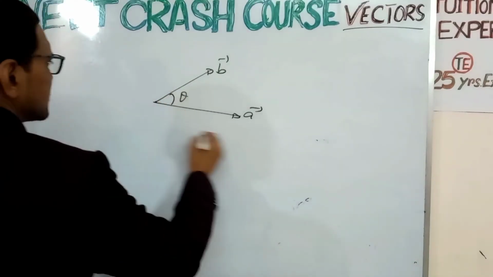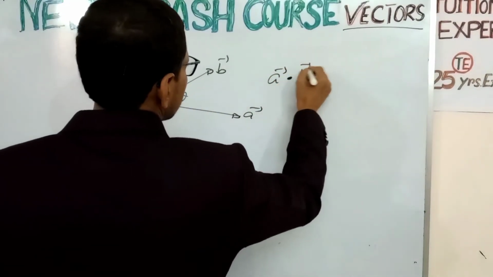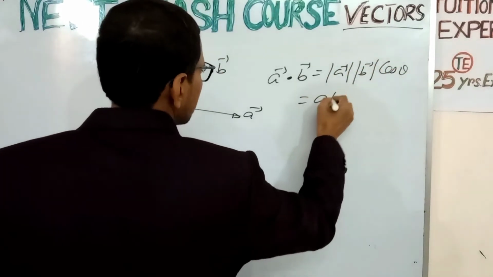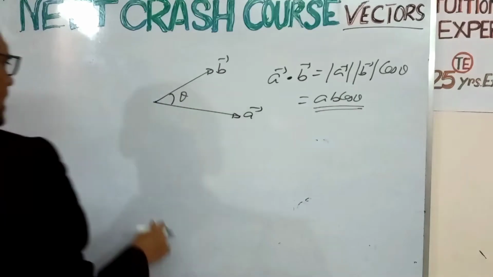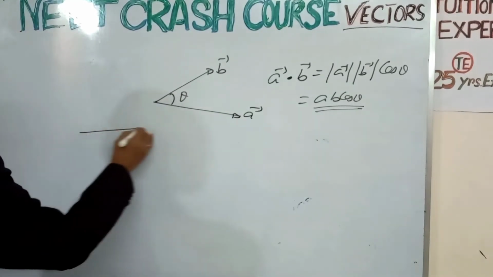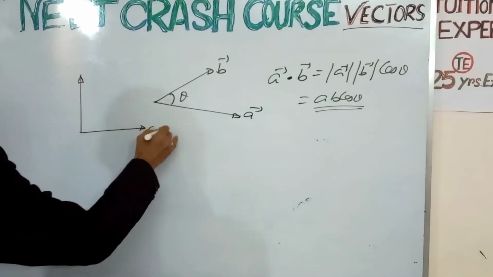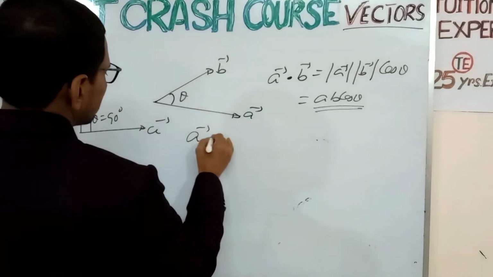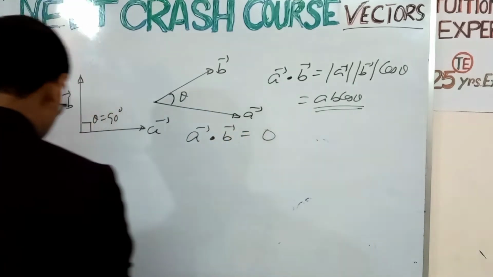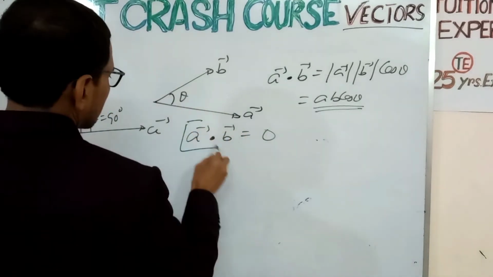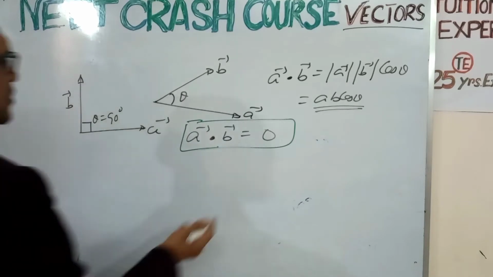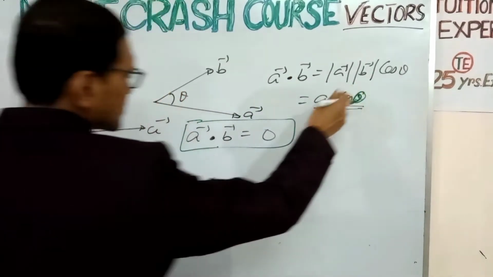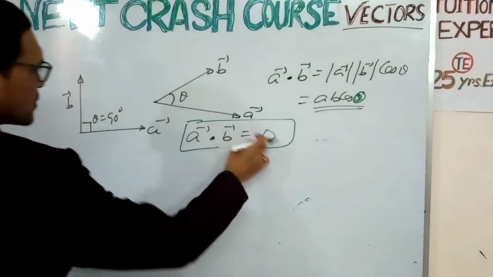The dot product definition is a dot b equals magnitude of a, magnitude of b into cos theta, that is ab cos theta. So here you have to remember that if a and b are perpendicular, theta equals 90 degrees, so a dot b equals 0. You have to remember this result. If a and b are perpendicular, then a dot b equals 0. From this dot product we get, if theta equals 90 degrees, put cos 90 equal to 0, so a dot b equals 0.